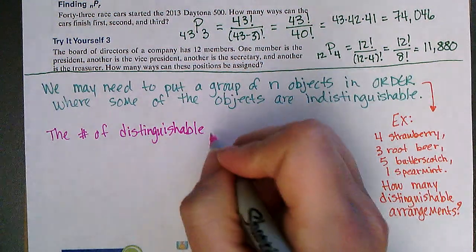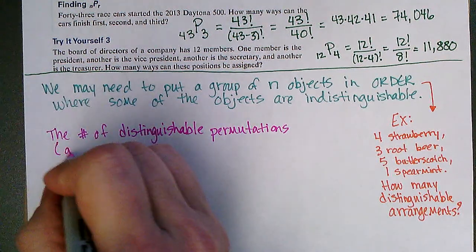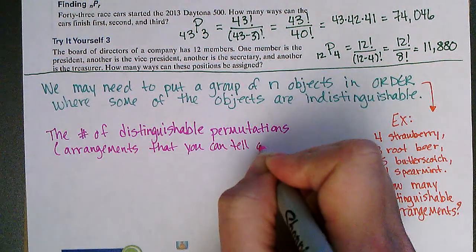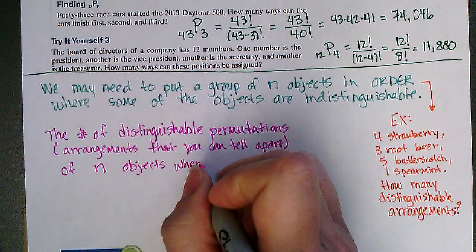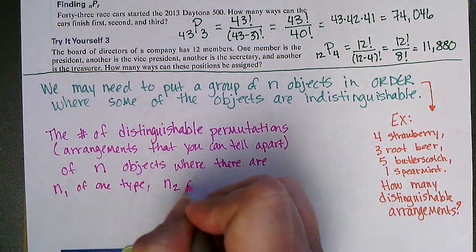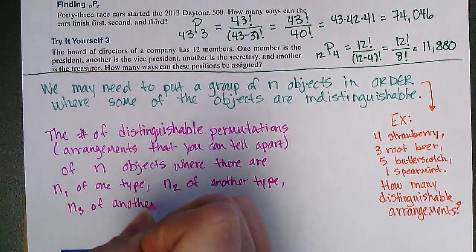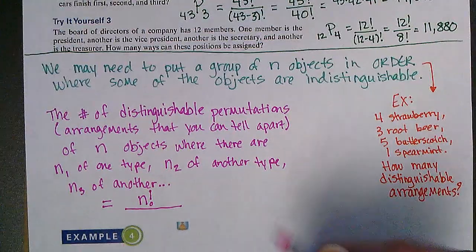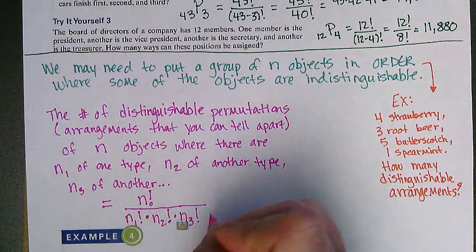The number of distinguishable permutations. Distinguishable permutations means arrangements that you can tell apart, of n objects where there are n sub 1 of one type, n sub 2 of another type, n sub 3 of another, etc., etc. So the number of those permutations is going to be equal to n factorial, which is our total number of objects, divided by n sub 1 factorial times n sub 2 factorial times n sub 3 factorial, however many subgroups we have.